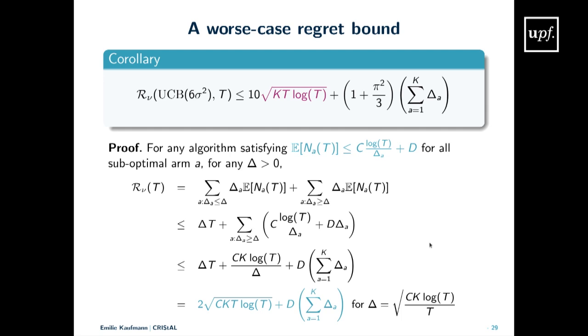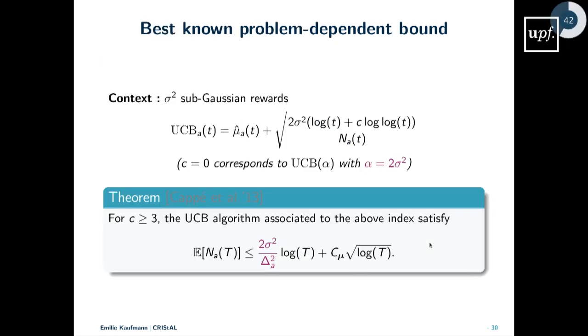I will just skip the proof in the interest of time. But the idea is that each time you have a guarantee like that, when you write the regret, you just distinguish between arms that are very close to the optimal arm, for which it's more interesting to bound their regret by delta T, and arms that have a larger gap, for which it's more interesting to use the problem-dependent bounds. Then by carefully choosing the threshold between interesting and non-interesting arms and doing some math, you end up with these minimax bounds.